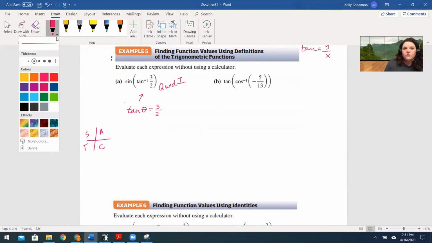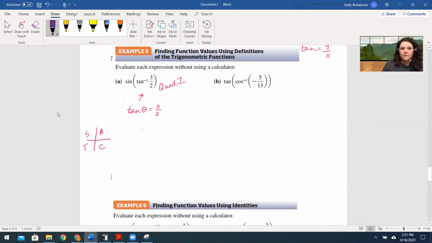And so now that I know that, I'm going to set up a drawing. I know I'm over here in quadrant 1 somewhere. Don't worry, this doesn't have to be exact. And tangent is y over x. So in this triangle that I have created for myself, this is theta. I know my y value is 3 and my x value is 2. So I can use the Pythagorean theorem to find my r value. So my r value is square root 13.